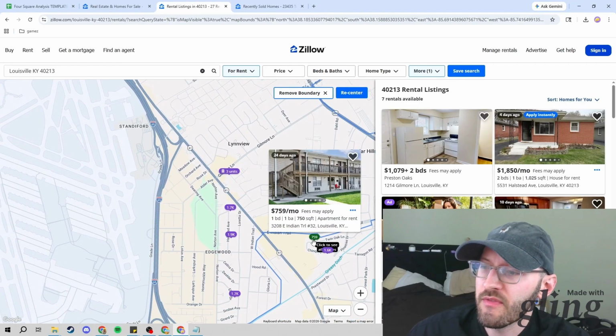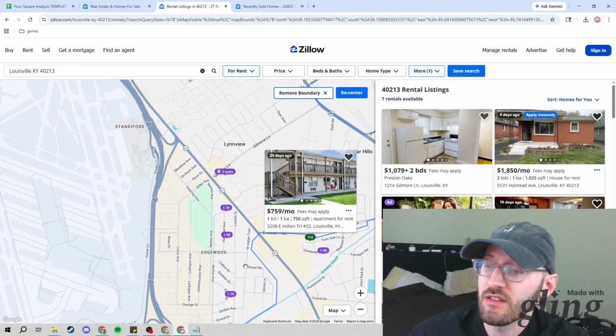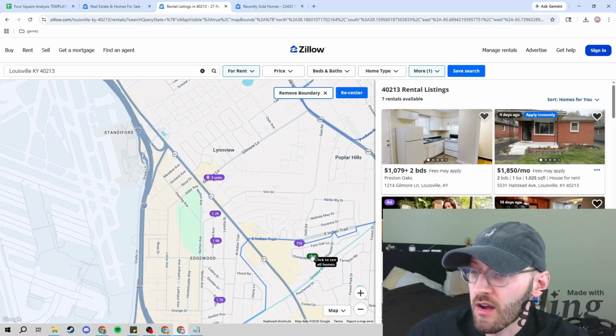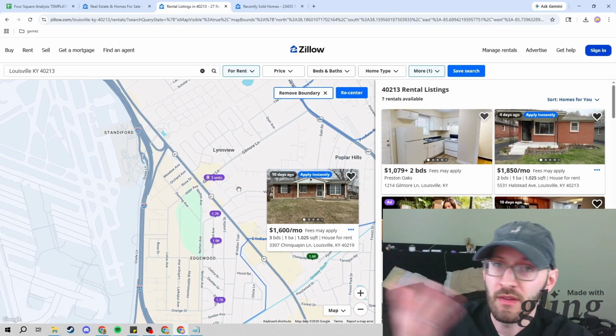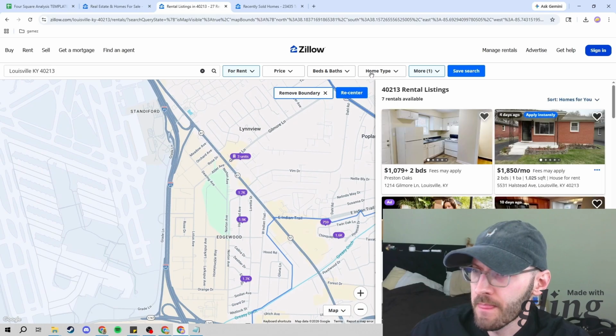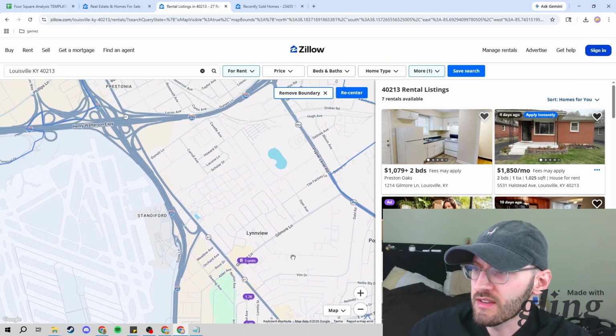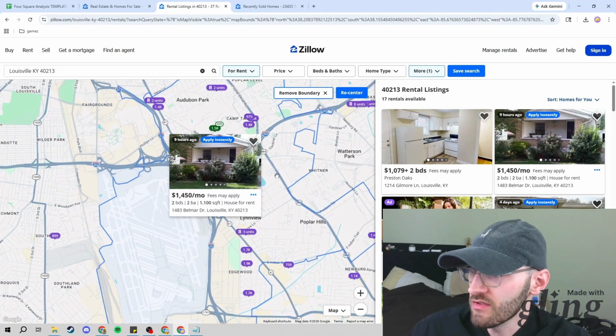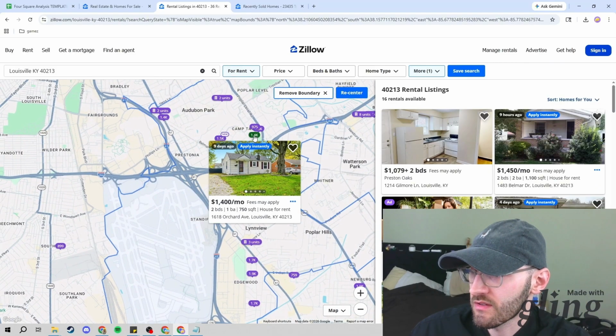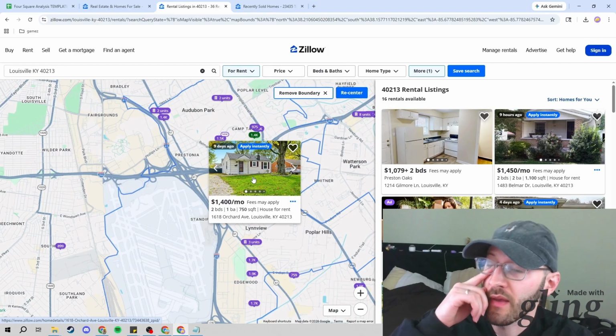So we have an apartment for $759. Well, a house is nicer to live in than an apartment because it offers more privacy, and I mean, you know, it's just better to live in. So what we're gonna do is, I can't find anything. Here's a 2-2 for $1,450. Here's another 2-1.